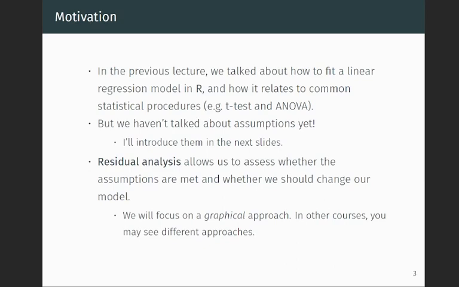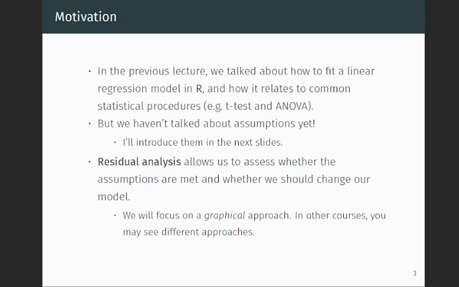We haven't talked about assumptions yet in the previous lecture. We were really in the simplest setting of simple linear regression, and we were talking about how linear regression subsumes common statistical procedures like t-tests and ANOVA. So in this lecture we'll talk about residual analysis, which is a general framework that allows us to assess whether the assumptions are met and whether we should change our model.